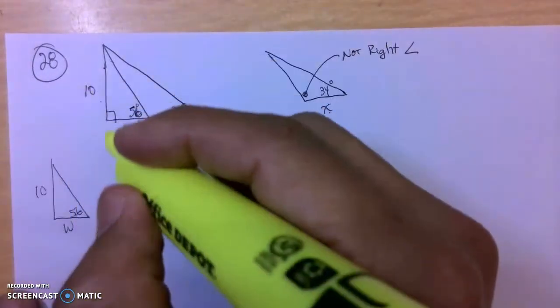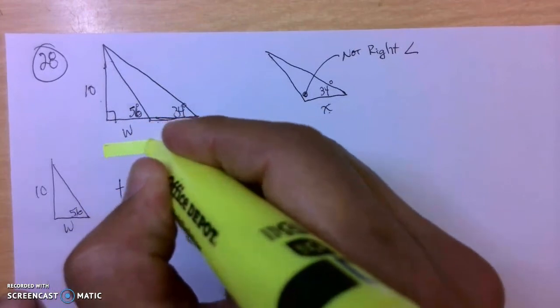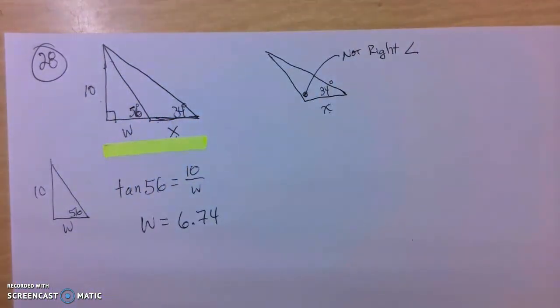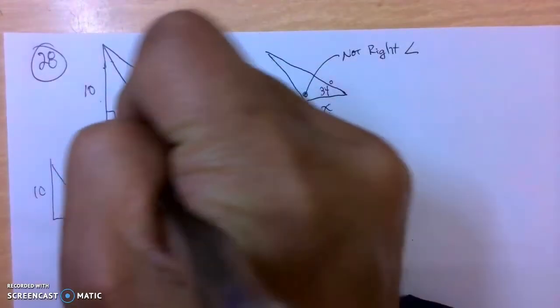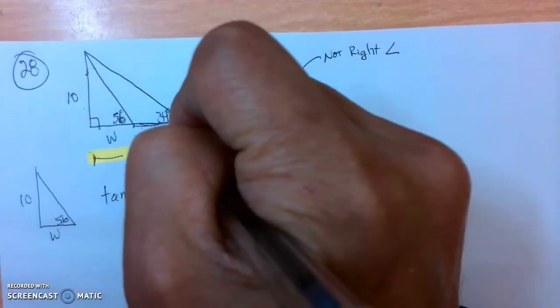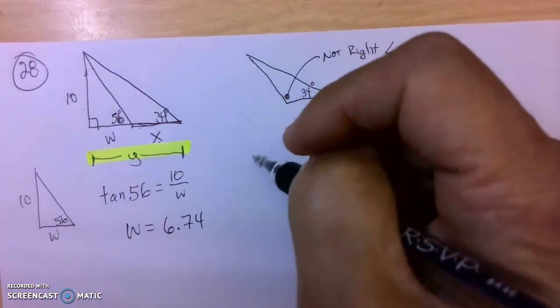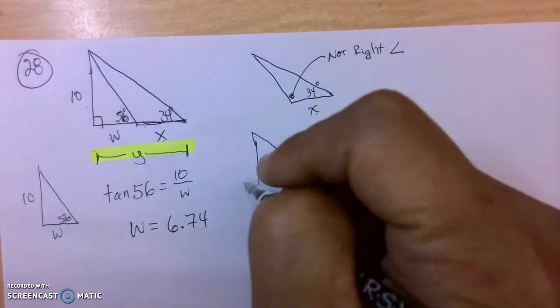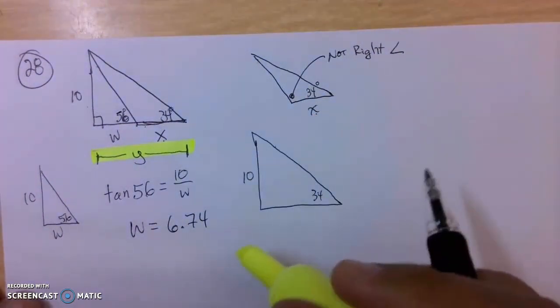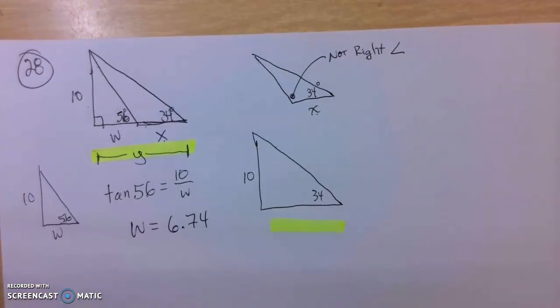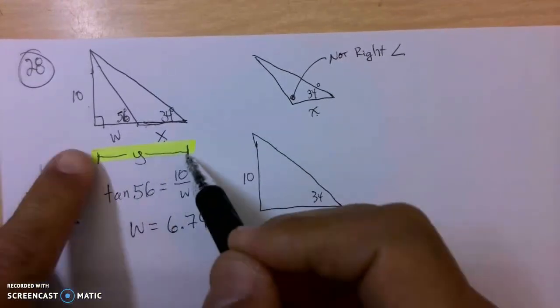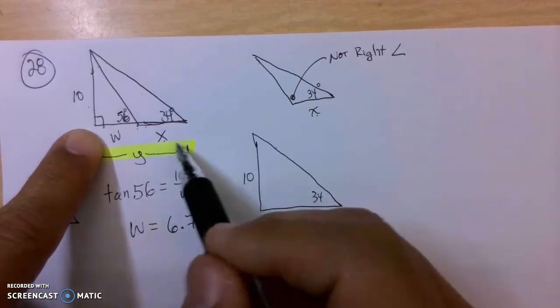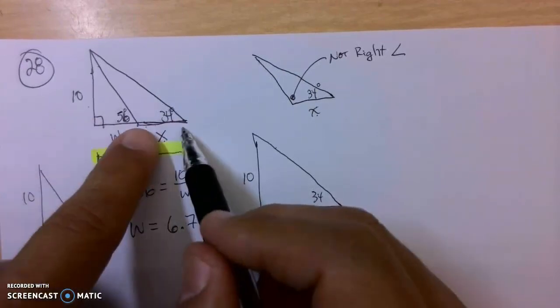What we're going to do is focus in on the big triangle, and I'm going to figure out all the way across yellow. And I'll use that as Y. From here to here, I'm going to figure out what Y is first. So I'm going to focus in on the big triangle. This is 34. This is 10. I'm going to figure out all the way across Y. And if I can figure out what Y is, and I know what W is, which is 6.7, I'm just going to take Y minus W, and I will get X.